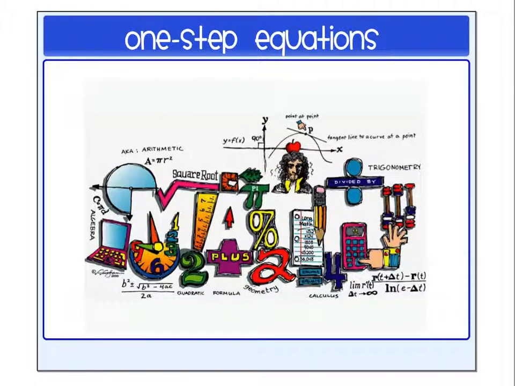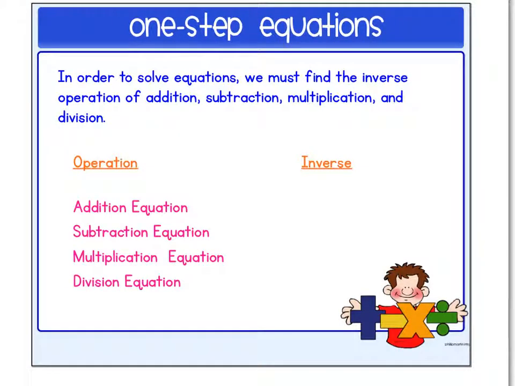Today will be the first day that we're going to talk about one-step equations, and we're going to break it up so that we only do one-step equations with addition and subtraction for now. It says, in order to solve equations, we must find the inverse operation of addition, subtraction, multiplication, and division. Today, like I said, we are only focusing on the first two, so I'm going to draw a line right here. We'll talk about the rest later.